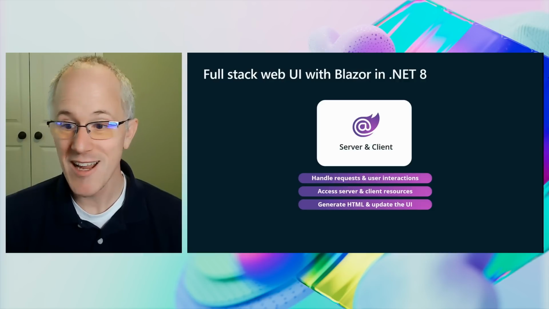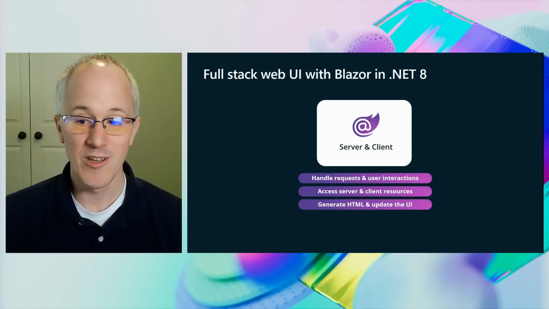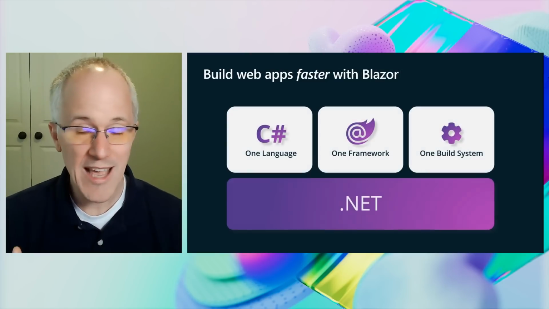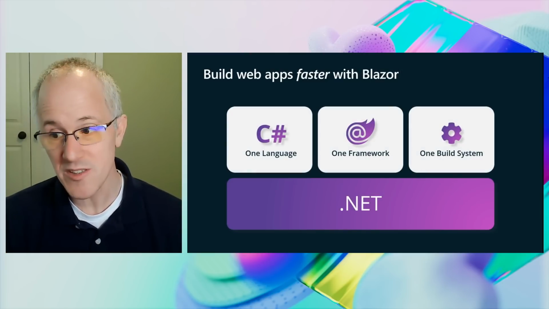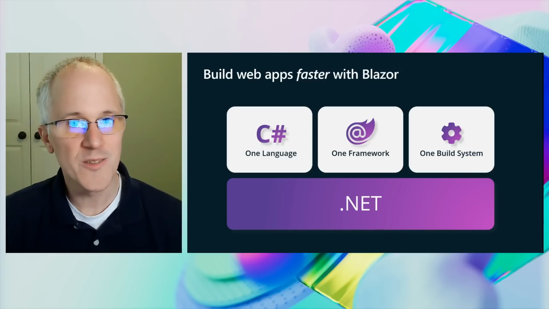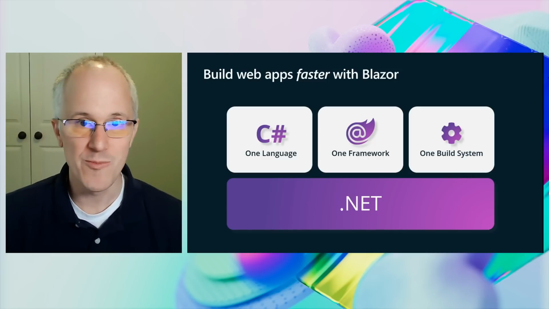With Blazor and .NET 8, you have full flexibility in how you architect your web app. And by using one language, one framework, and one build system, all integrated with .NET, Blazor helps you build awesome web apps faster and with greater productivity.